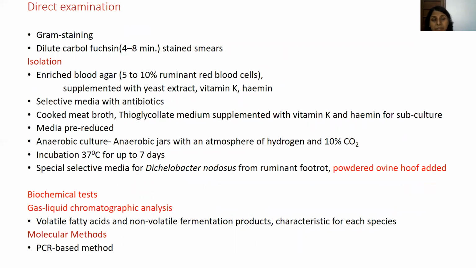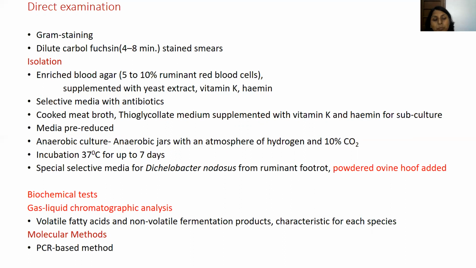Direct examination can be done with Gram staining, and in some cases dilute carbol fuchsin staining for 4 to 8 minutes is done. Isolation can be done on enriched blood agar, to which 5 to 10% ruminant red blood cells are added. This should be supplemented with yeast extract, vitamin K, and hemin, and the media can be used as a selective media with antibiotics.